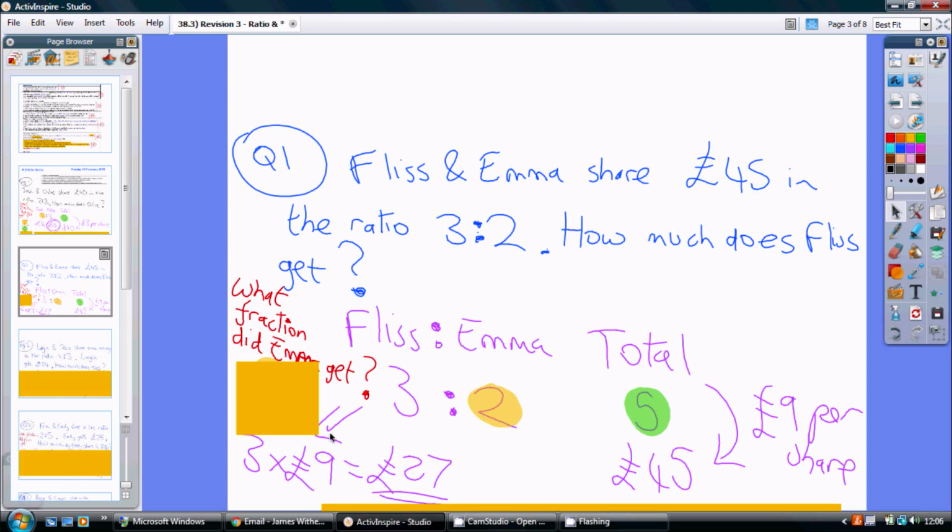So that's the answer. What fraction did Emma get? It would be 2 lots out of the 5 total, 2/5. Don't fall into the trap of saying 2/3. Emma has 2 shares out of a total of 5. So the answer is 2/5.